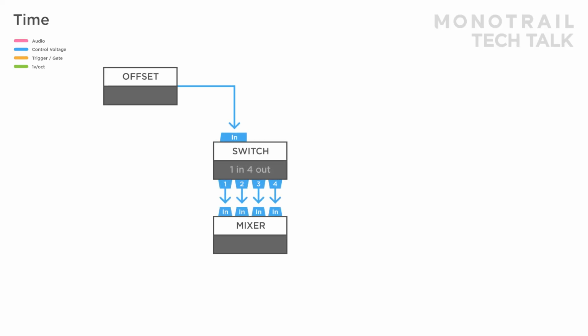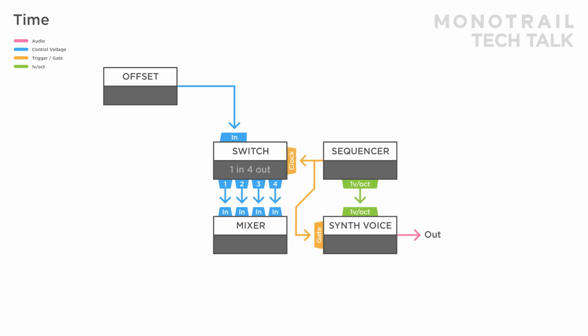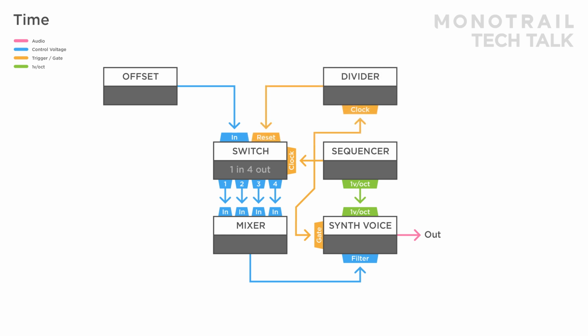Here's the same setup with offset, switch and mixer. But this time a sequencer is used to drive the switch and sequence the voice. In this setup, the created sequence can be used to modulate something in the voice, like the filter or wave shape. Adding one of the tricks that messes with the timing, like an uneven clock division, will create nice polymetric modulation. This brings a lot of life to a voice.